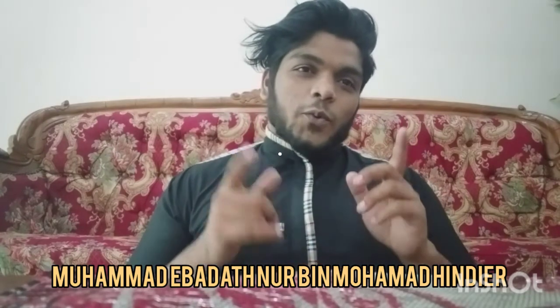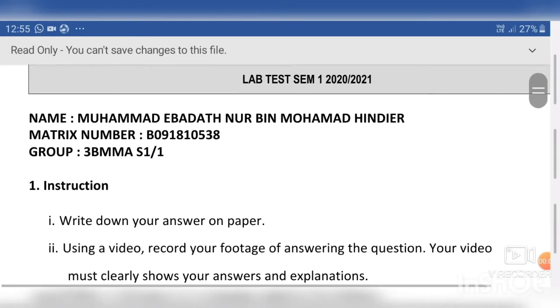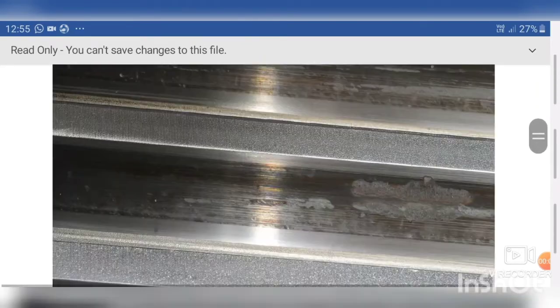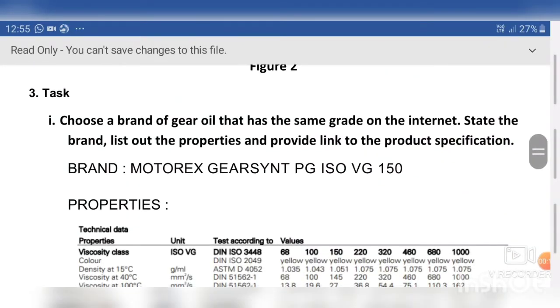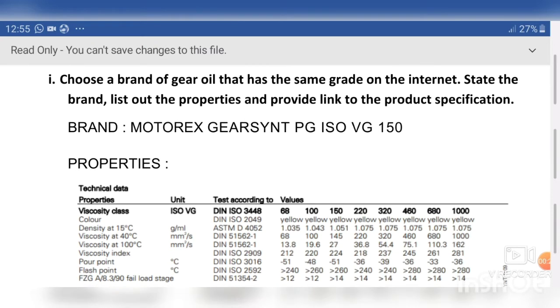Okay, let's go. We go to the first question in the lab test. The first question is: choose a brand of gear oil that has the same grade on the internet, state the brand, list out the properties and provide the link. The brand I have chosen is Motorex Gear Sense PG ISO 150.